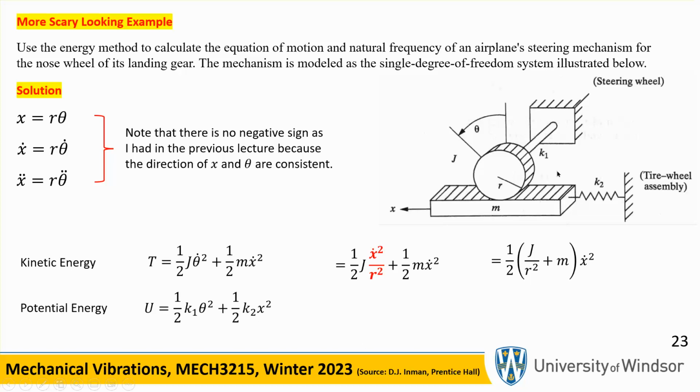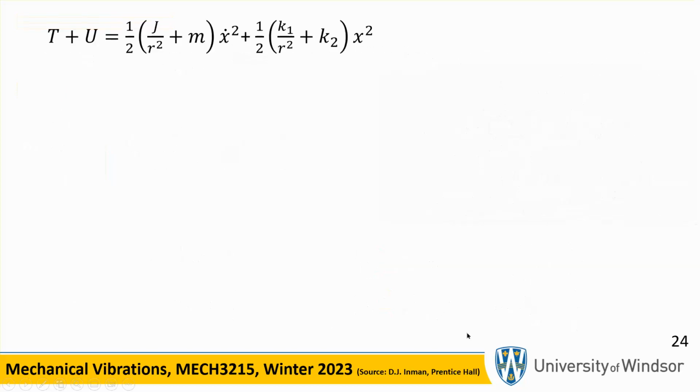Potential energy: this spring stretches, 1/2 K2 x squared. This fancy spring there actually twists, so it's a torsional spring, 1/2 the appropriate K theta squared. Once again, you eliminate theta in terms of x from the first line there and clean it up, you get this, and therefore you have the natural frequency. Well, the total is here. Total kinetic and potential energy is right there.